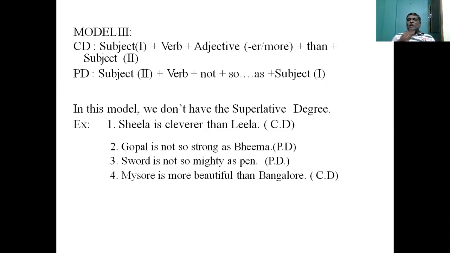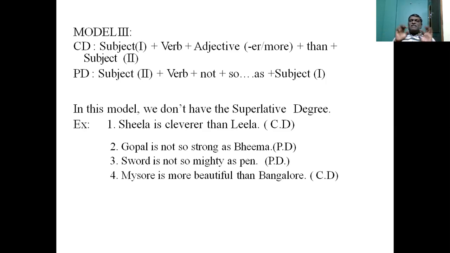Already it is in comparative. How do you say that it is in comparative? Because of the ER form: clever is positive, cleverer is one hint for us. After that, than is there. That is another hint for us to understand. So Sheila is cleverer than Leela. There are two people, Sheila and Leela. Cleverer is the comparative form. Than is the word that is used to join these two. So let us see how we change this into positive.